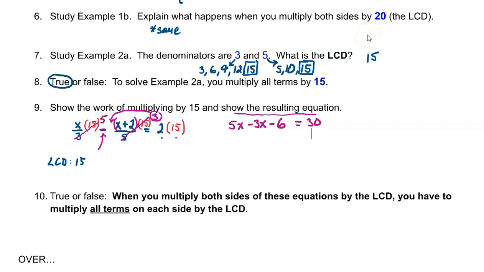Number 10, true or false? When you multiply both sides of the equations by the LCD, you have to multiply all terms on each side by the LCD. That is true.